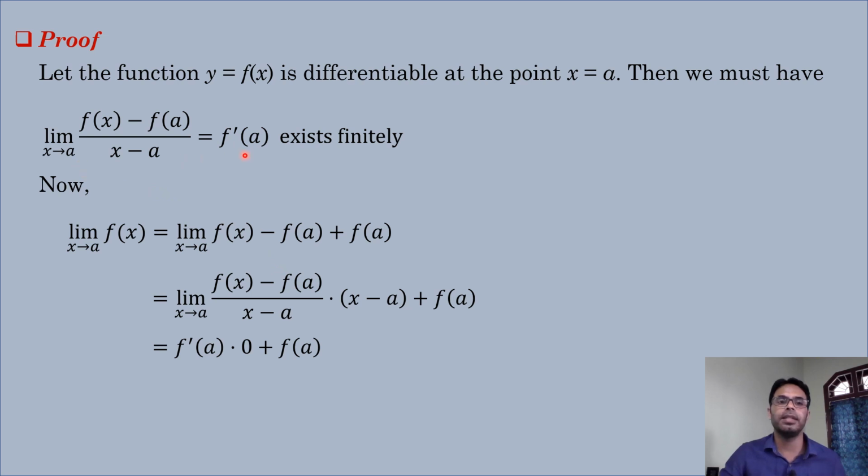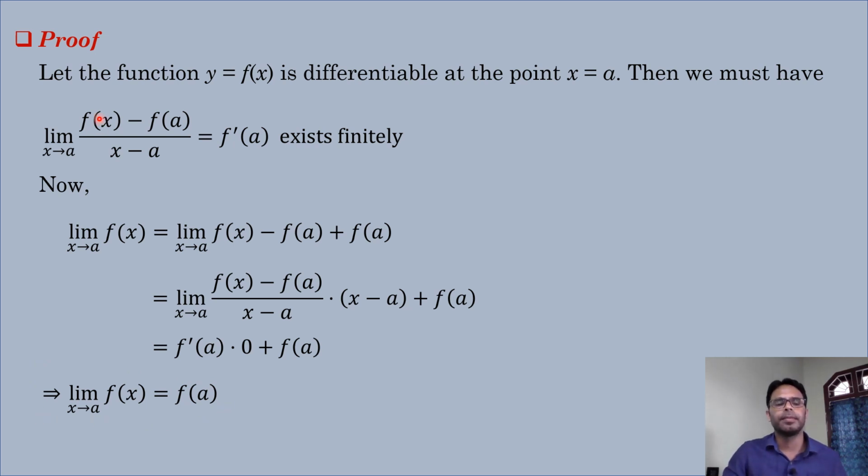This is f'(a), a finite value, like 2, 3, 4, 5. If you use that limit here, a minus a will be 0, and f(a) remains the same. This is a constant term, so the limit value will be f(a) only. So this is 0 plus f(a), equal to f(a). Ultimately, we obtained that this limit value is equal to the function value, and this is the condition for a function to be continuous.